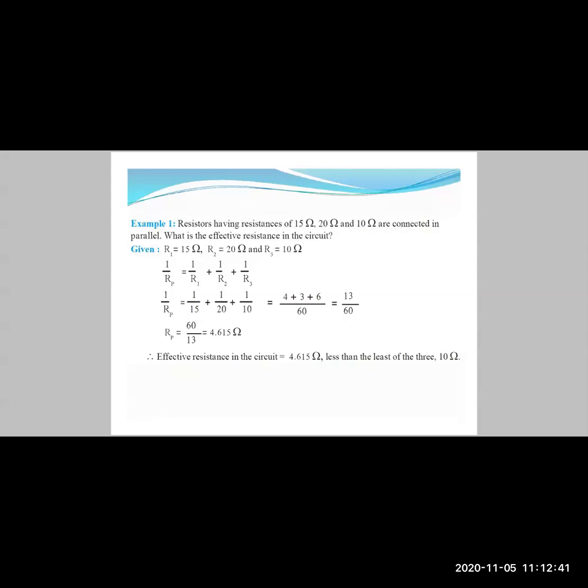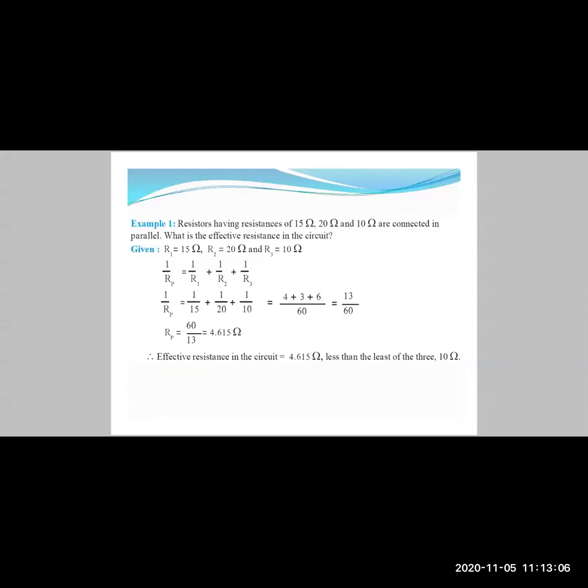What is the effective resistance in the circuit, right? So we'll first of all write the given. Given being R1 is 15 ohms, R2 is 20 ohms, and R3 is 10 ohms. We have to calculate the value of RP, right? So let us first write down the formula for parallel combination. So 1 by RP equals 1 by R1 plus 1 by R2 plus 1 by R3.